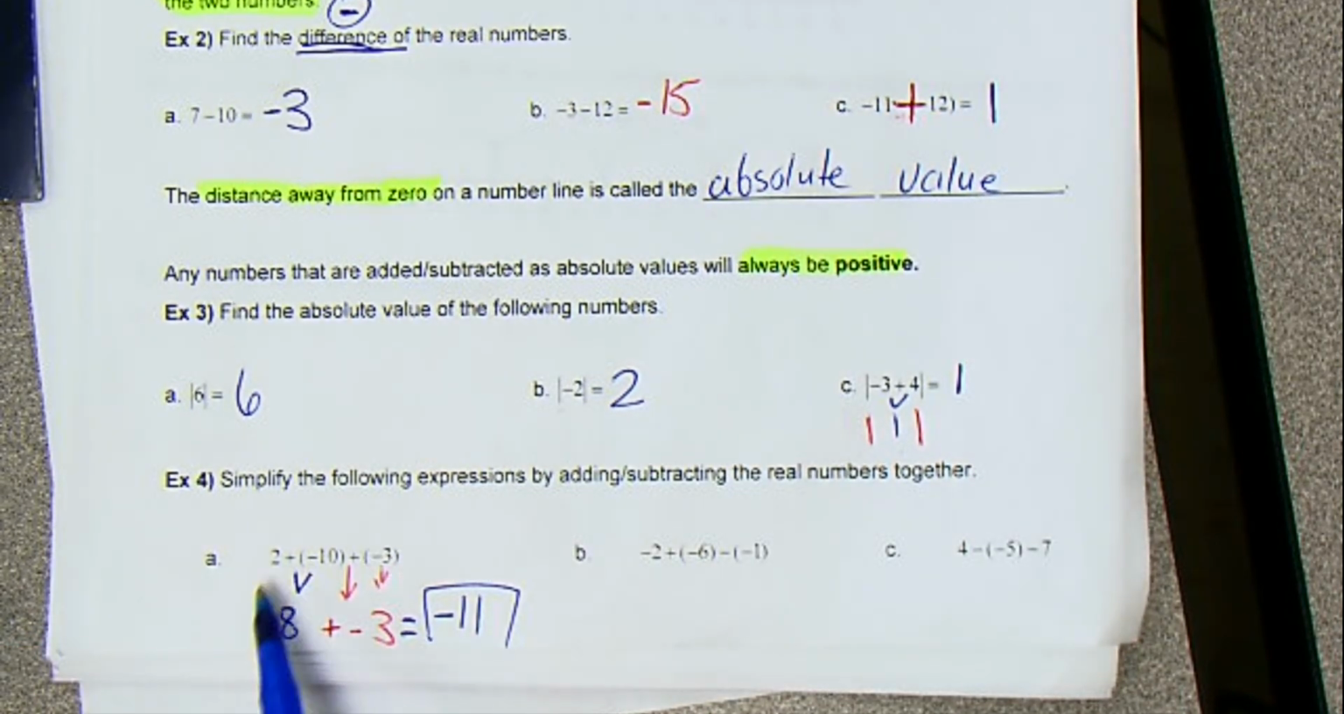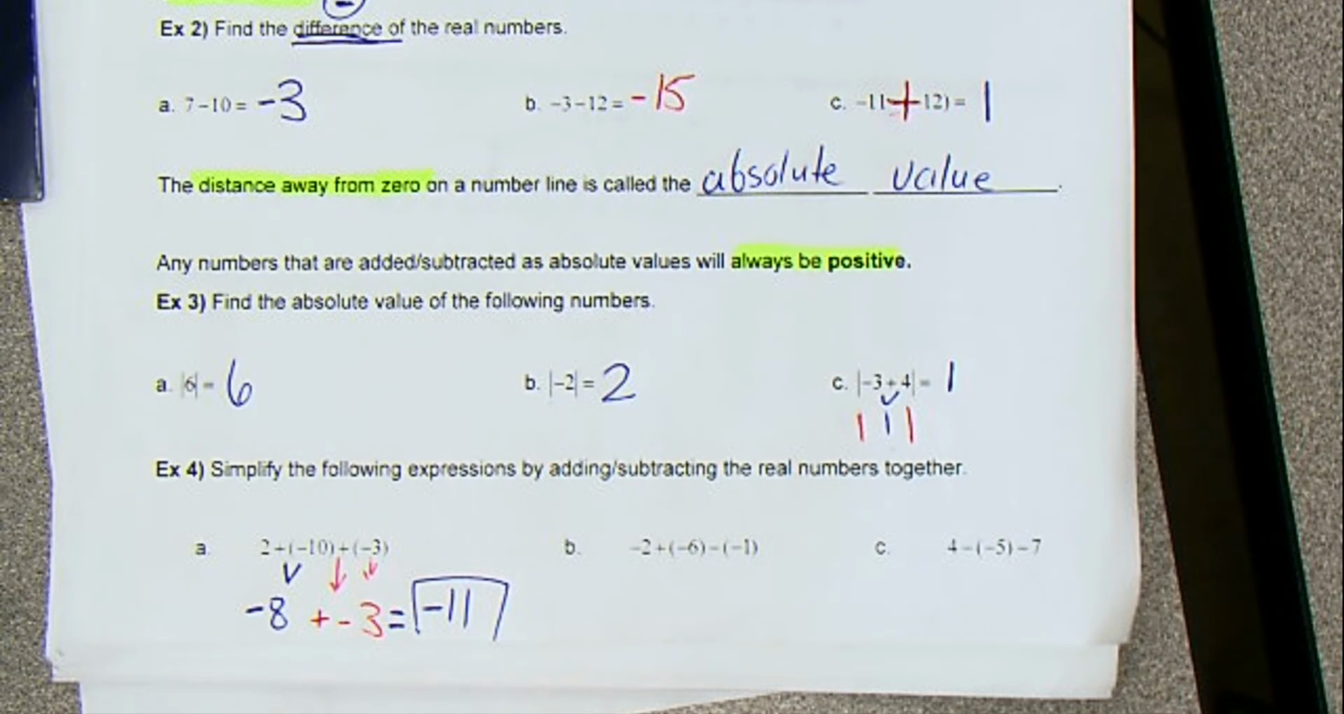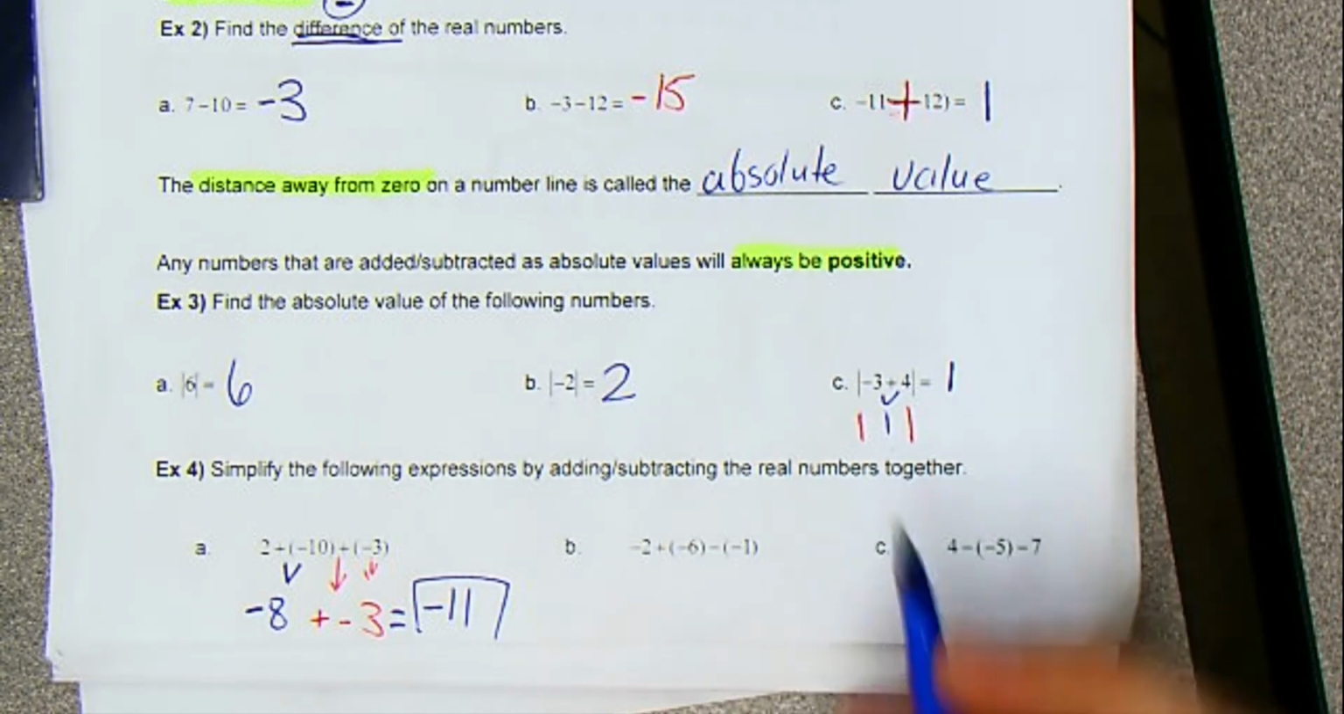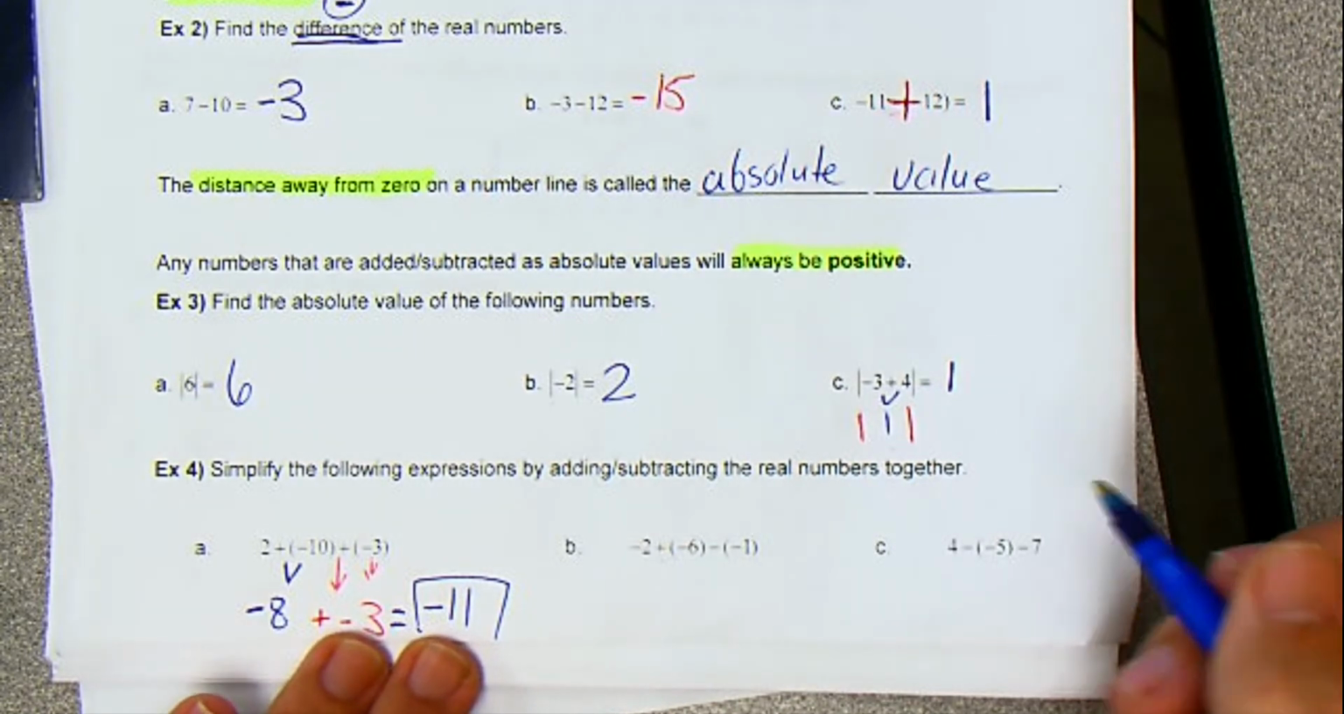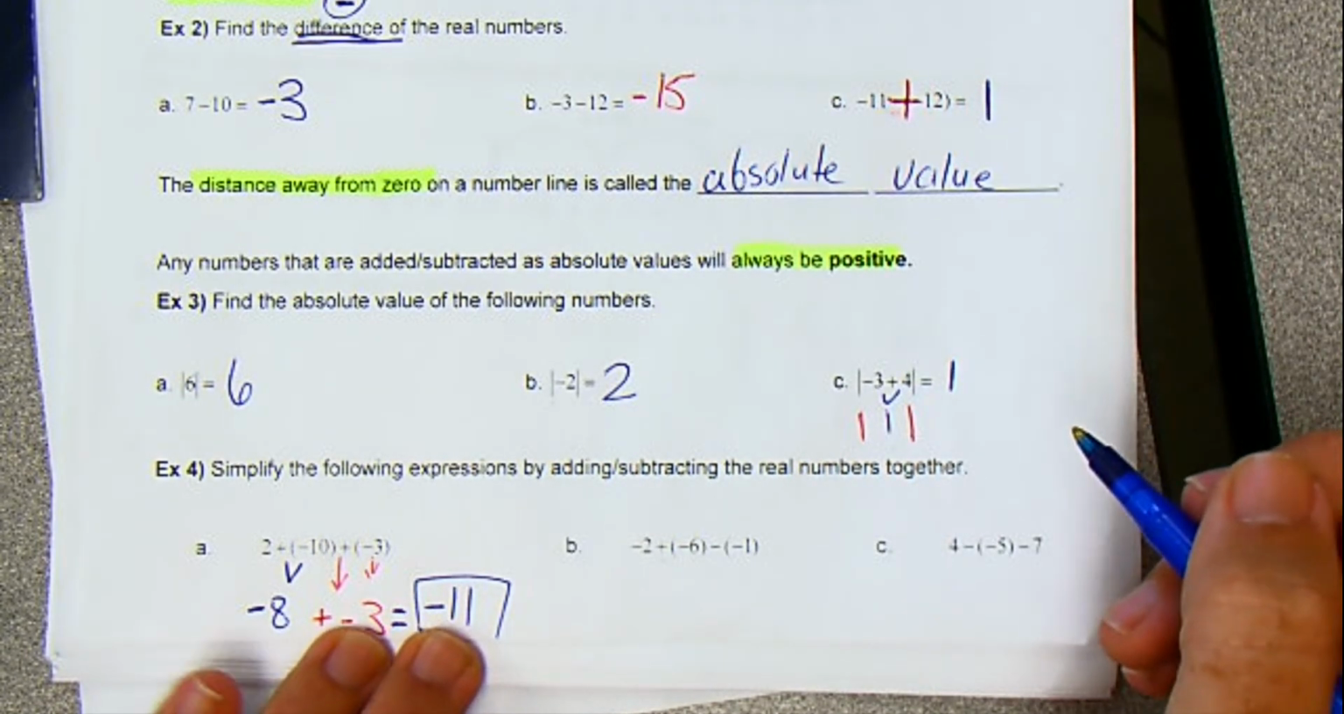Okay, so we did 2 plus -10. We got -8. We brought down our plus sign, brought down our -3. We got -8 plus -3, and that's -11. Okay, moving on to the next one. We have -2 plus a -6. Both of those are negative numbers, so they will stay a negative number.